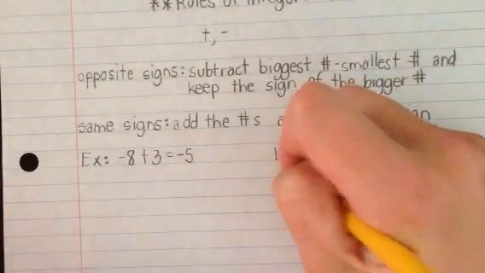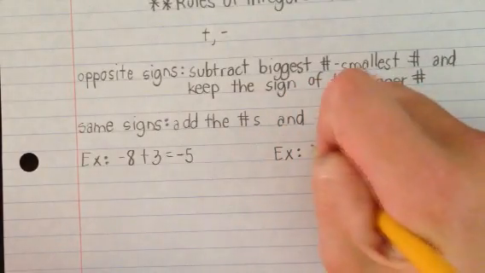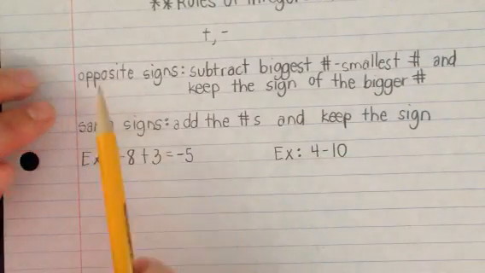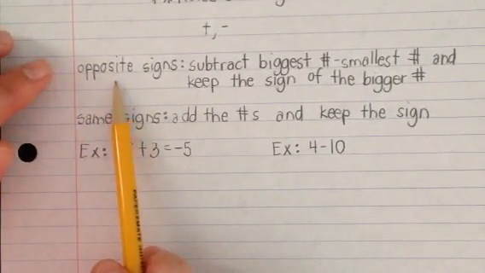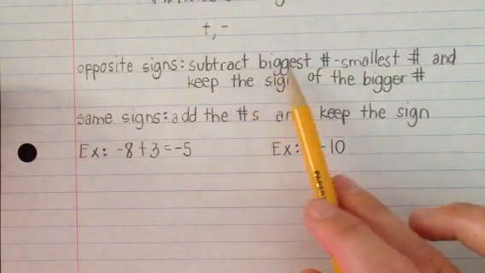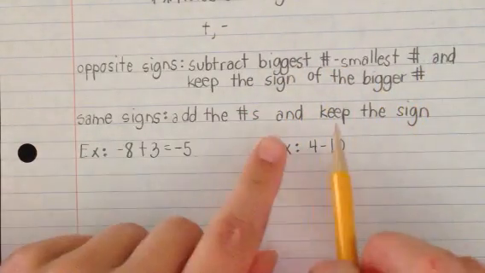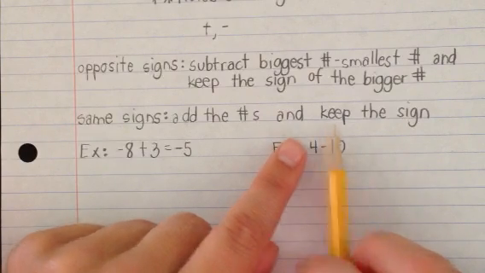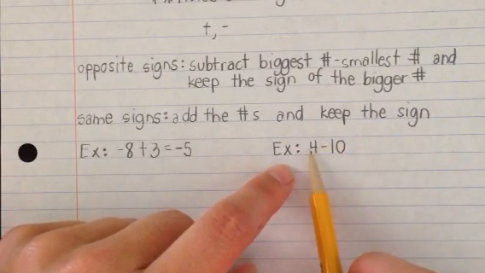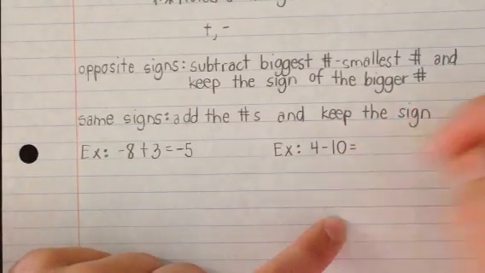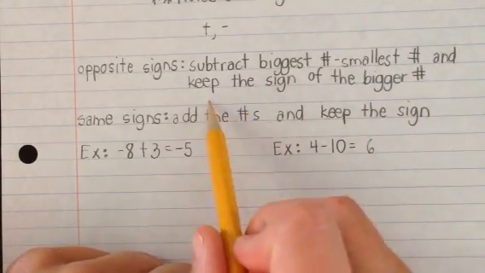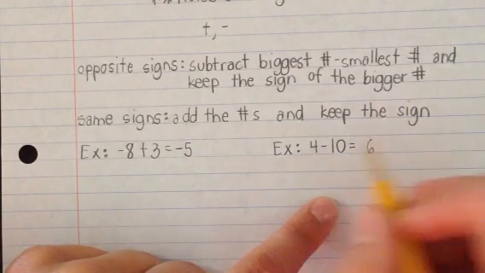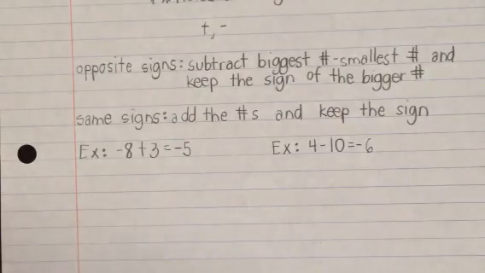All right, another example. 4 minus 10. Okay, positive 4, -10, so that means it falls under the category of opposite signs again. So that means I'm going to subtract biggest number minus smallest number. Just looking at the number, not looking at the signs, I've got 4 and 10. 10 is bigger, so I'm going to do 10 minus 4. 10 minus 4 is 6. And keep the sign of the bigger number. So the bigger number is 10. The sign that goes with it is negative. So that means my answer is going to be -6.